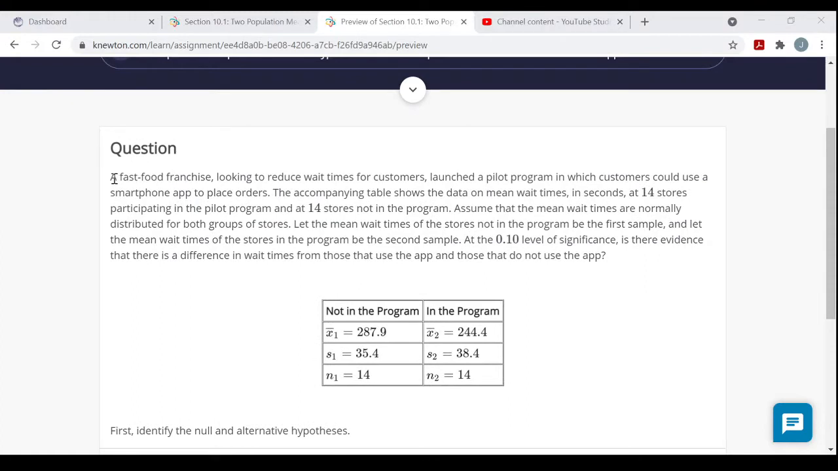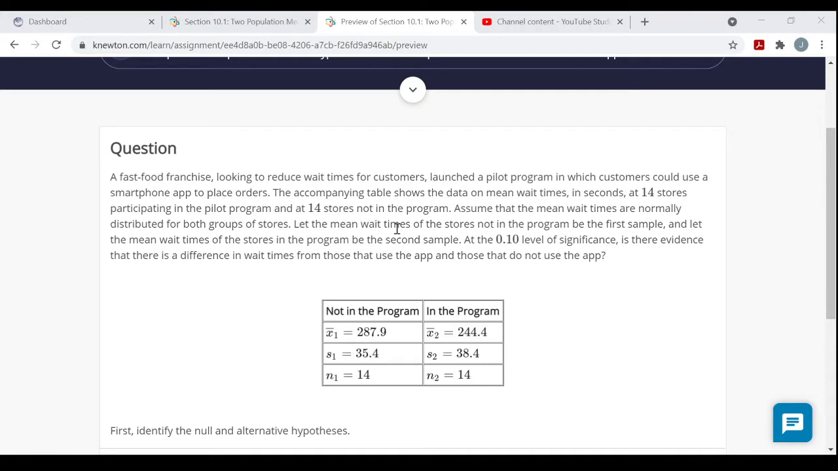All right. So here, a fast food franchise looking to reduce wait times for customers launched a pilot program in which customers could use a smartphone app to place orders. The accompanying table shows the data on mean wait times in seconds at 14 stores participating in the pilot program and at 14 stores not participating in the program. Assume that the mean wait times are normally distributed for both groups of stores.